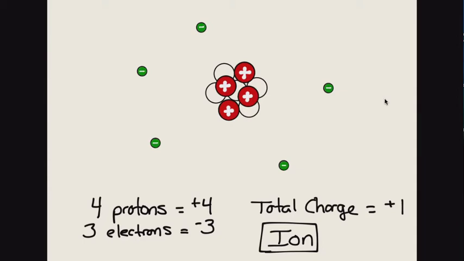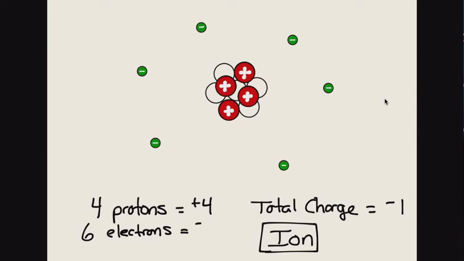So, change my numbers up a little bit. 5 electrons, this would be -5. What's my charge going to be? Okay, it's going to be -1. Still an ion. What about if I added another electron? Okay, now I'm at 6 electrons. What charge is that going to give me?